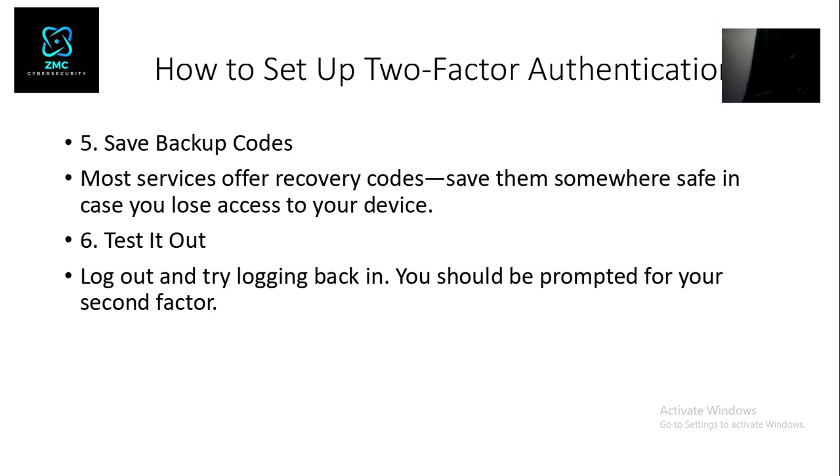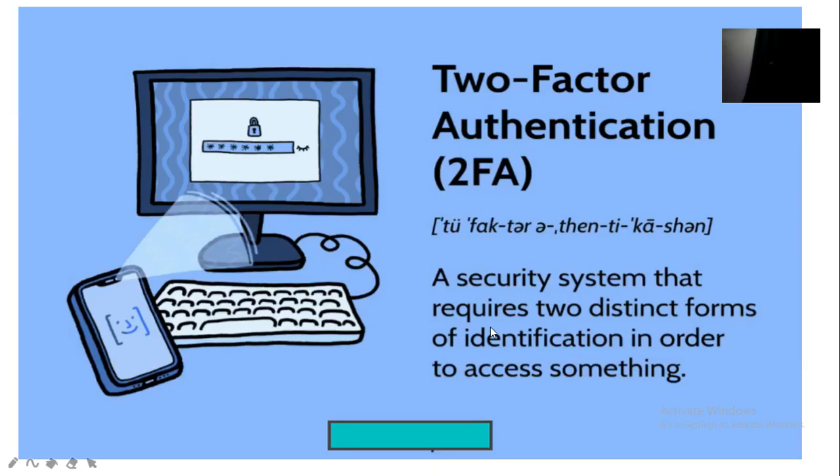Now number five, you save your backup codes somewhere that's not easily accessible to any other person. Most services offer recovery codes, so you save them somewhere safe just in case you lose access to your device, and you test it out. Before you just leave, you log out and you try logging back in, either on a fresh device or that very device, and you should be prompted for your second factor, either by SMS or by email notification.